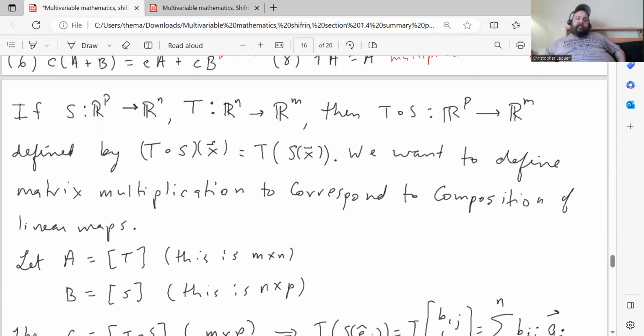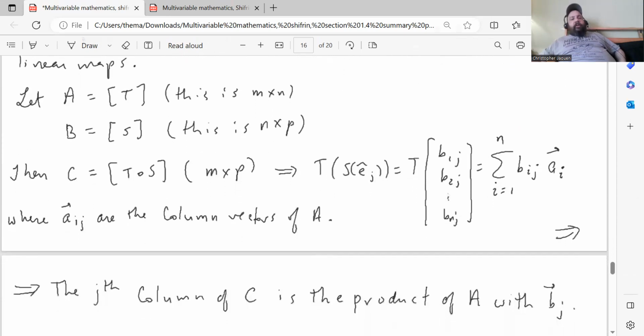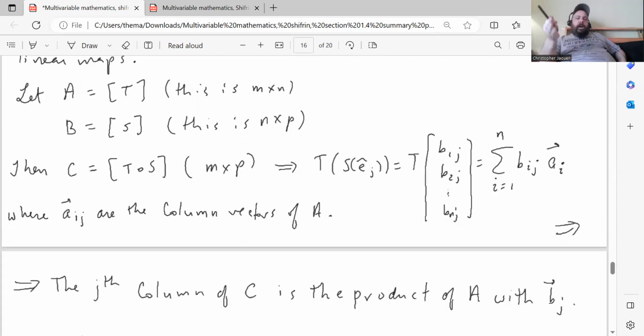So that's why we're going to define matrix multiplication in the way that we're going to define it, which you may be familiar with already, but this is why matrix multiplication looks the way it does, because we want it to have this correspondence with composition of linear maps.